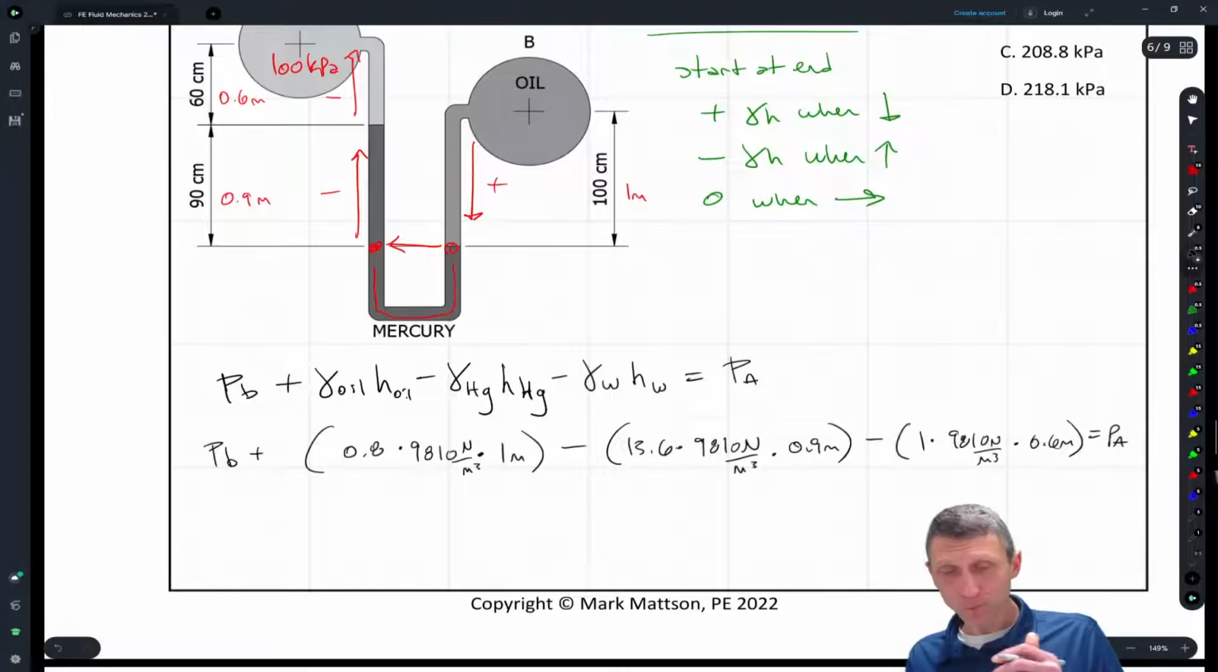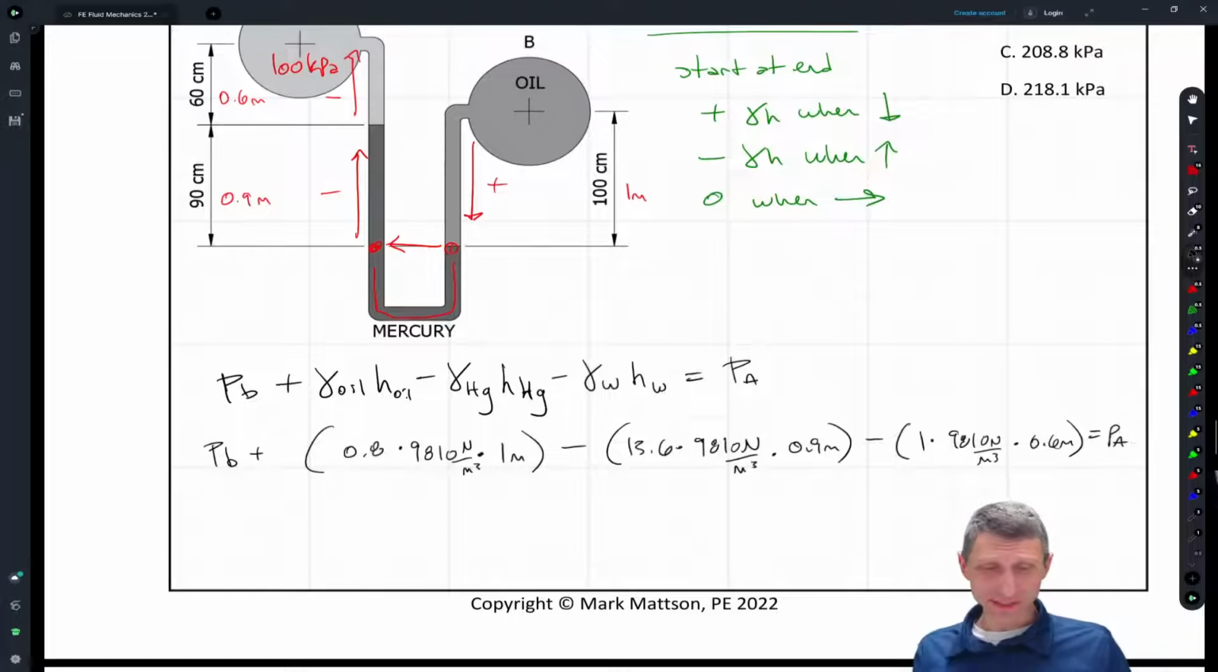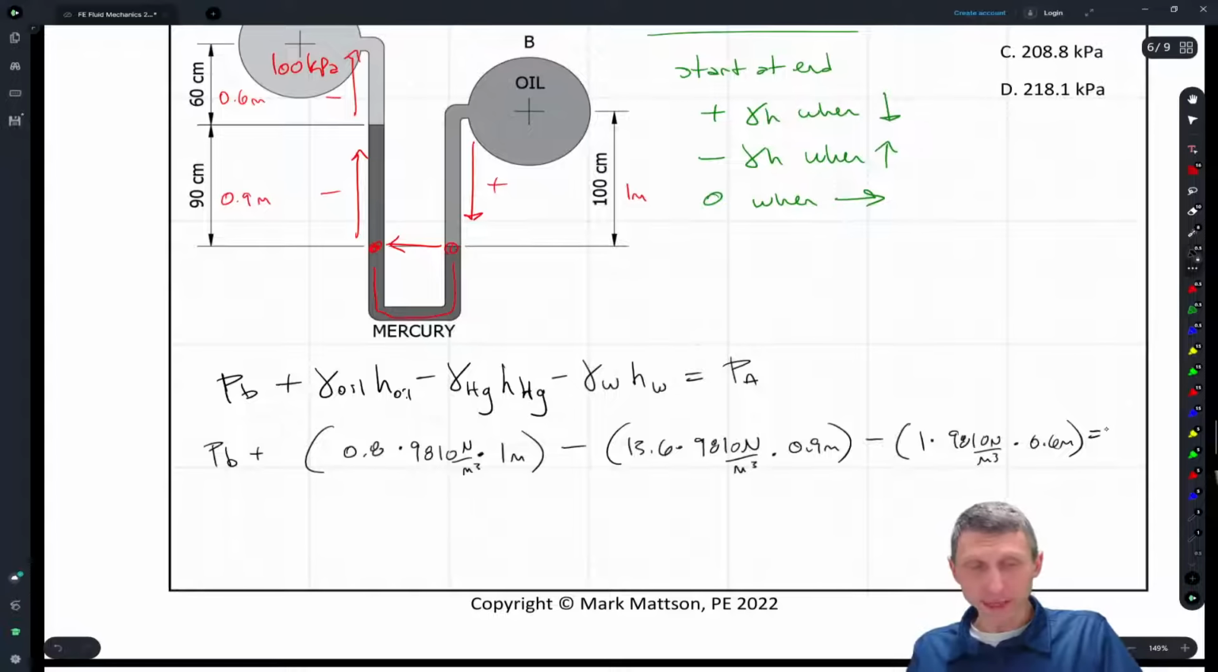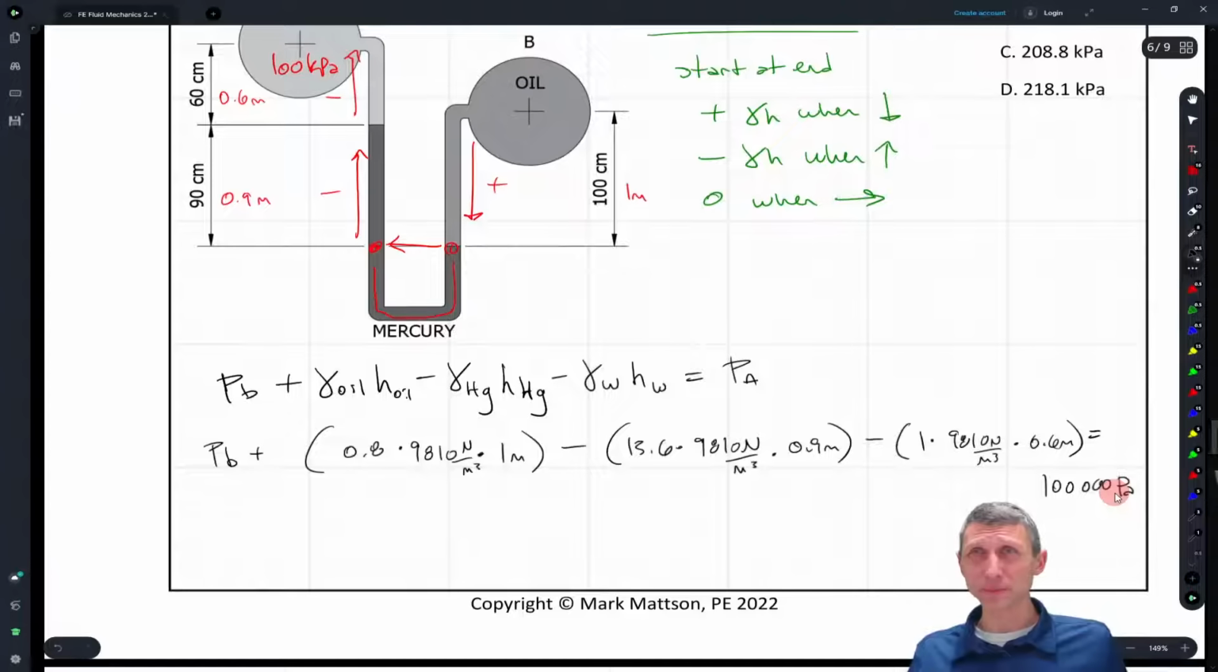There are a couple of ways you can plug this into your calculator, but we know the pressure at A. Let me substitute in for the pressure at A. The pressure at A equals 100 kPa, or 100,000 pascals, because what we have here is units of newtons per meter cubed times meters. That's newtons per meter squared. That's a pascal. So I'm going to convert my pressure at A into pascals as well.